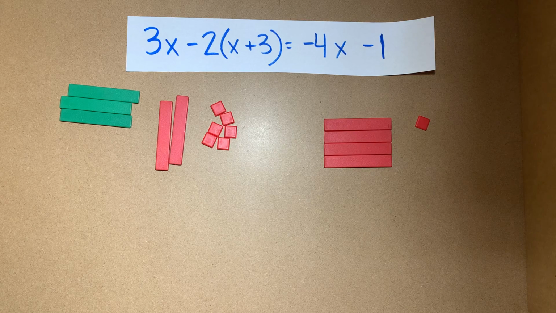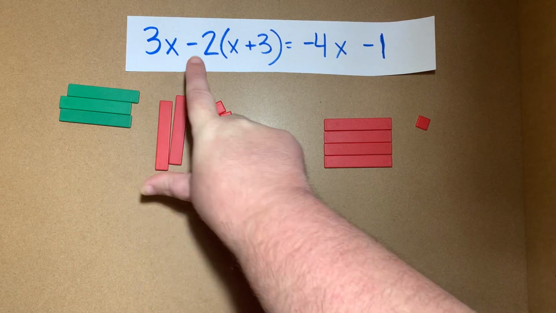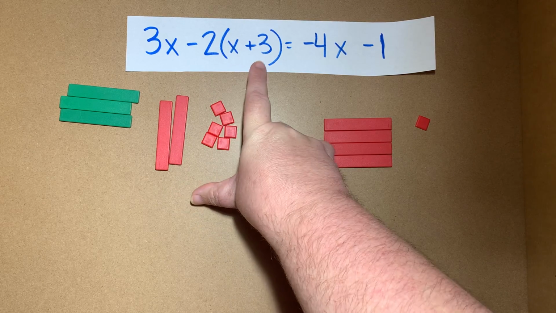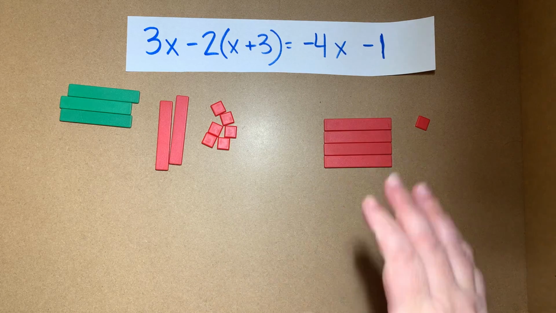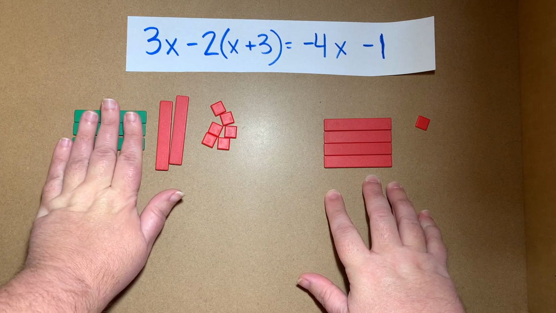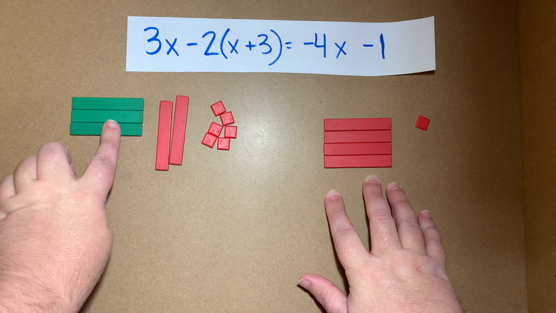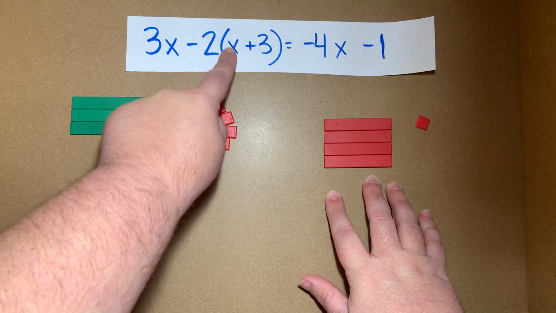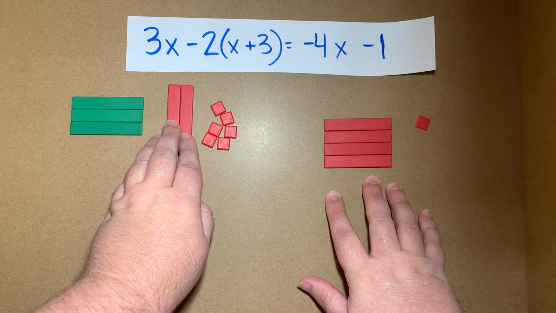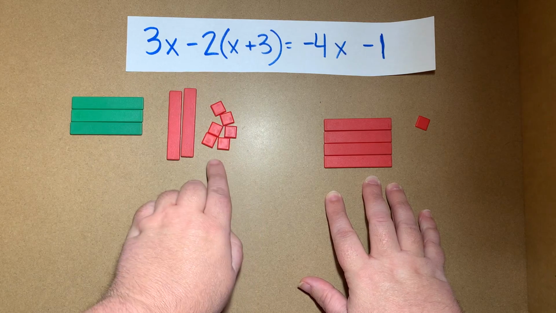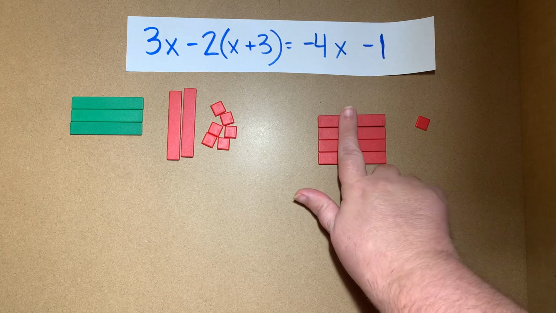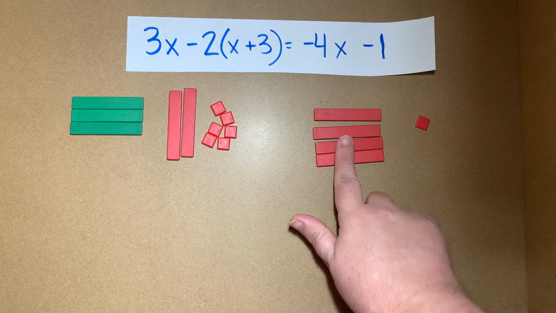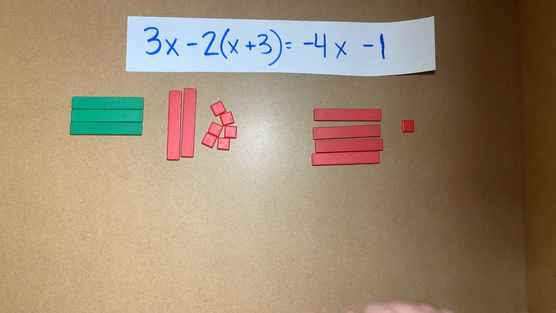Today we're going to solve for x in the equation 3x minus 2 times x plus 3 equals negative 4x minus 1. And we're using algebra tiles to represent this equation. So we've got the 3x. Make sure you distribute that negative. So we've got 2 negative x's and 6 negative 1's. On this side of the equation, we've got 4 negative x's and 1 negative 1.